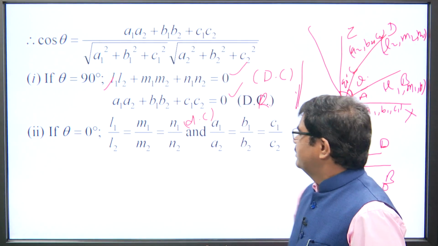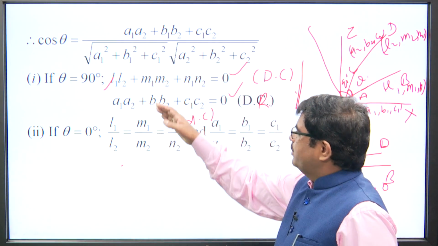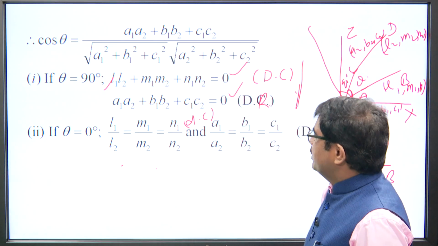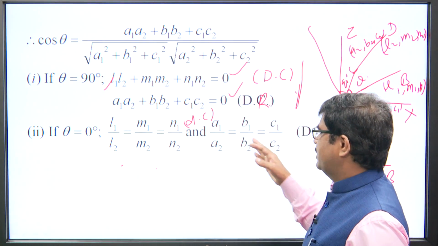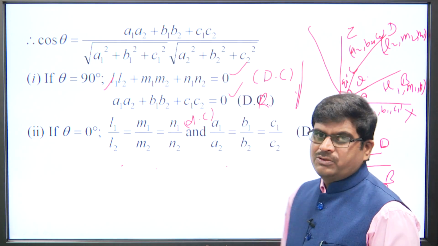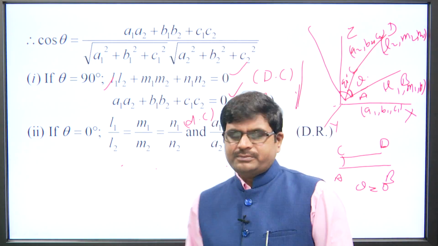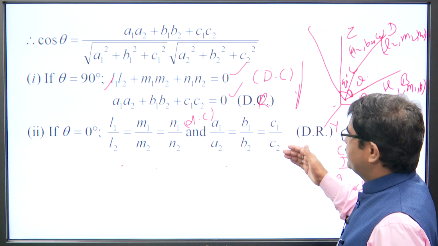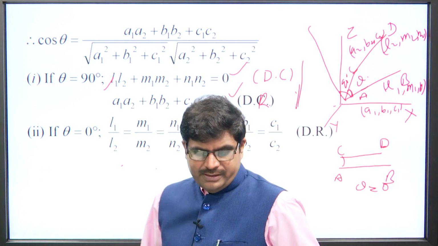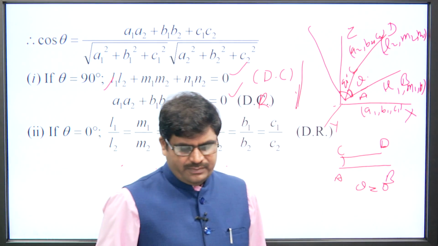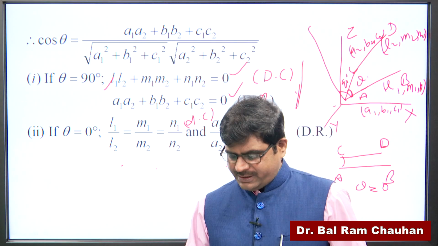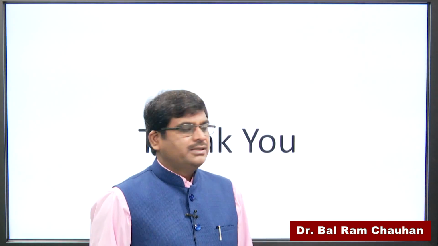In that case L1 upon L2 is equal to M1 upon M2 is equal to N1 upon N2 for direction cosines, and A1 upon A2 is equal to B1 upon B2 is equal to C1 upon C2 for direction ratios. These are more requirements used in the angle between two lines, and there are so many cases arising here that we have discussed. Thank you.